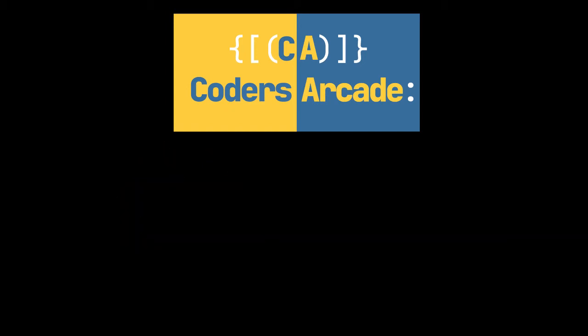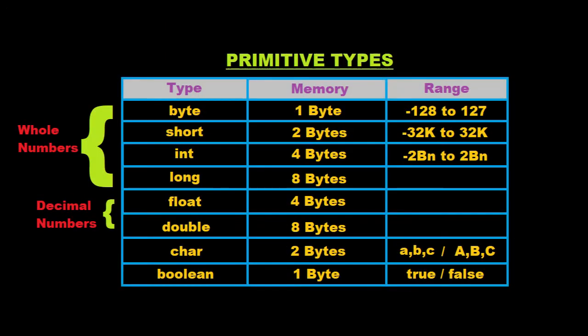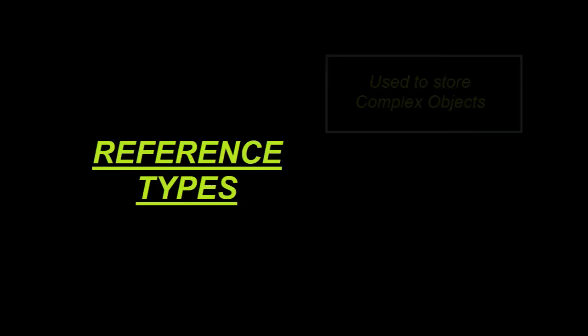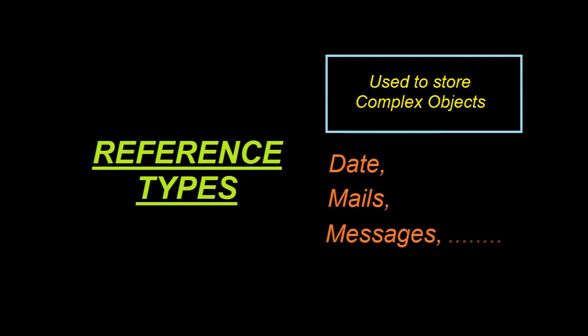So as I said, today's topic is reference types in Java. In my last tutorial, we learnt about the primitive types in Java where we stored simple values like numbers, which can be either integers or floats like 1, 2, or maybe 3.5, 4.8. And then we stored characters like small abc or capital ABC. And then finally, we also learnt about Boolean values like true and false. On the contrary, while using the reference types, we use them to store complex objects like date, mails, messages, etc.